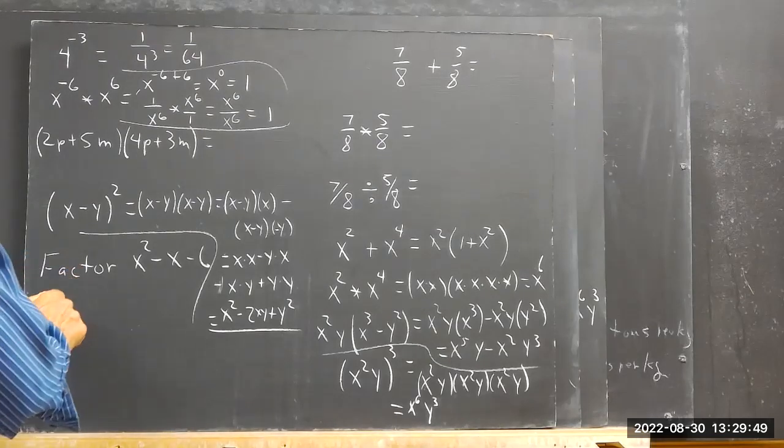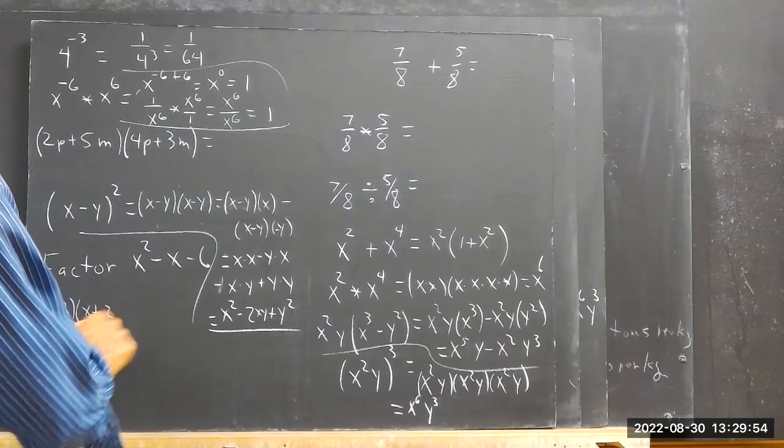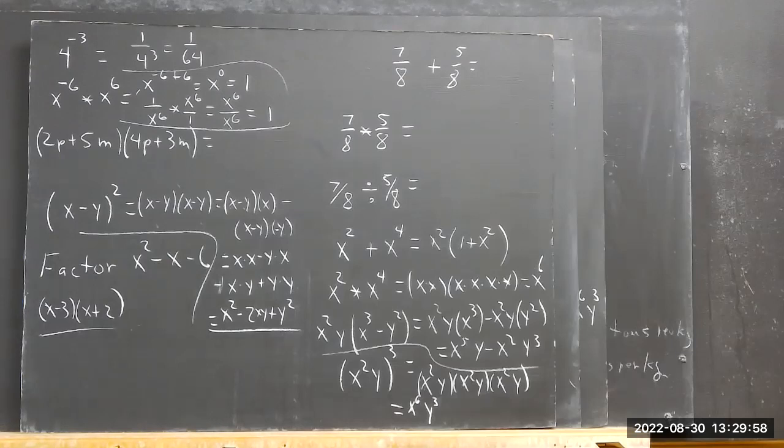Okay, x squared minus 2xy plus y squared. And the same for this one: x minus 3 times x plus 2. The distributive law confirms that.